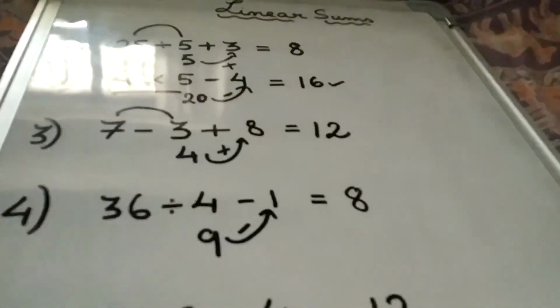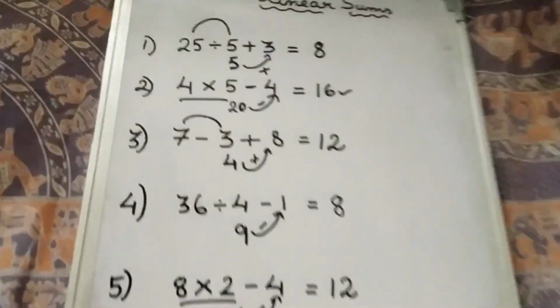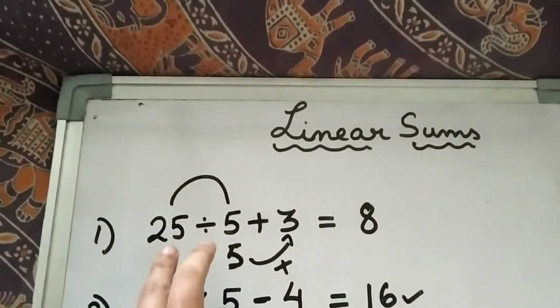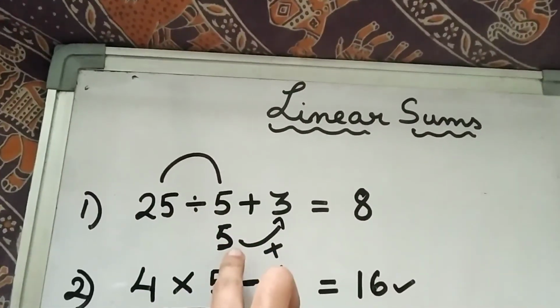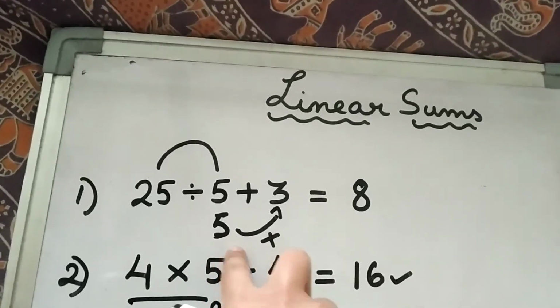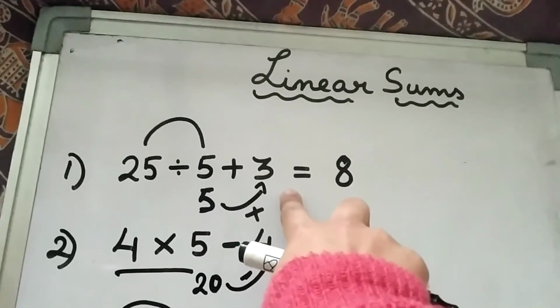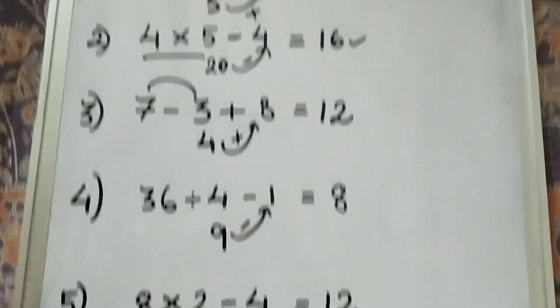So remember the thumb rule, children, that in linear sums first you are going to solve the first two parts, then you are going to use the answer of the first two parts to solve the last part. This is how you are going to do this exercise.